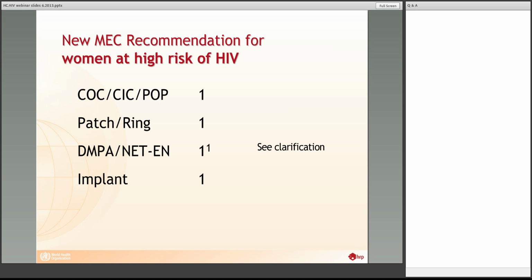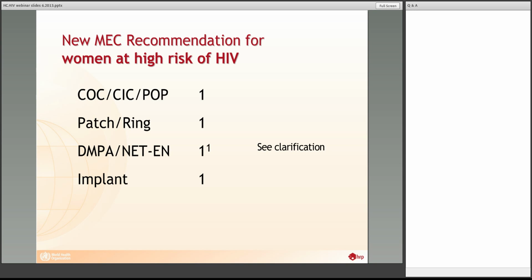So our new MEC recommendation was slightly changed. We did not change the recommendation for combined oral contraceptives, combined injectable contraceptives, or progestin-only pills. It's still a 1, which means it's recommended for everybody. We did not change the recommendation for patch or ring, which is still a 1. For DMPA and NET-N, we did add a clarification. So the number stayed a 1, but we added a clarification, which I'll talk about on the next slide. And for implant, we left that as a 1, and so that was unchanged.